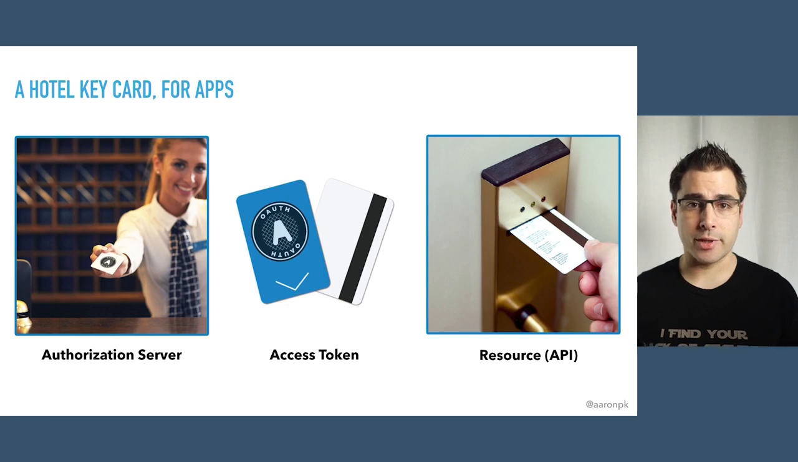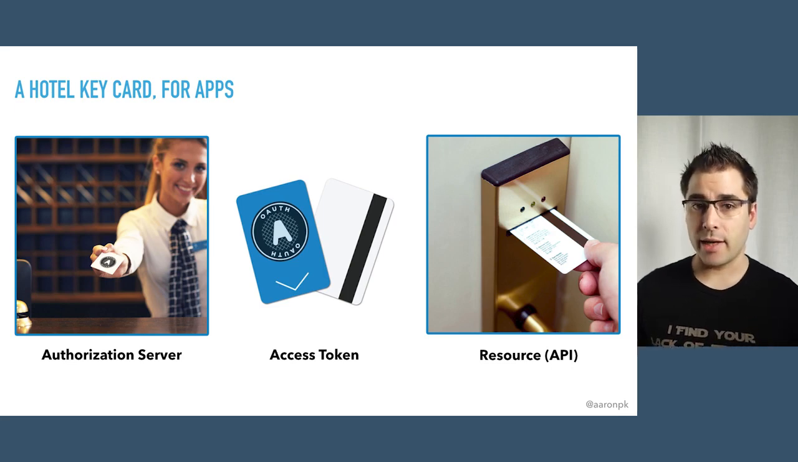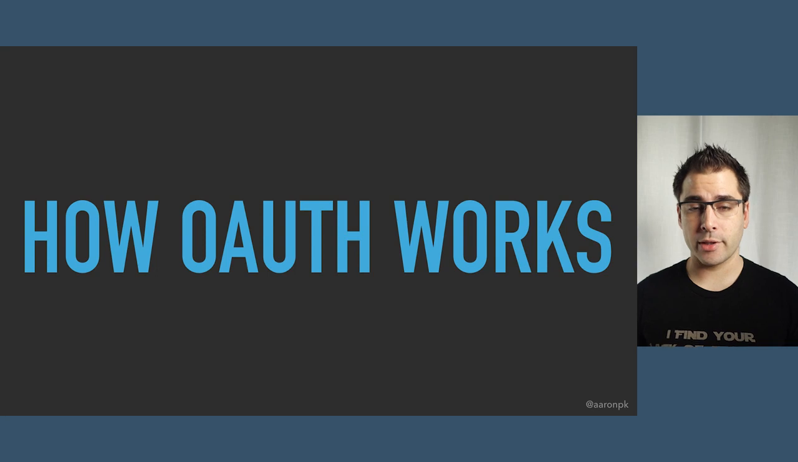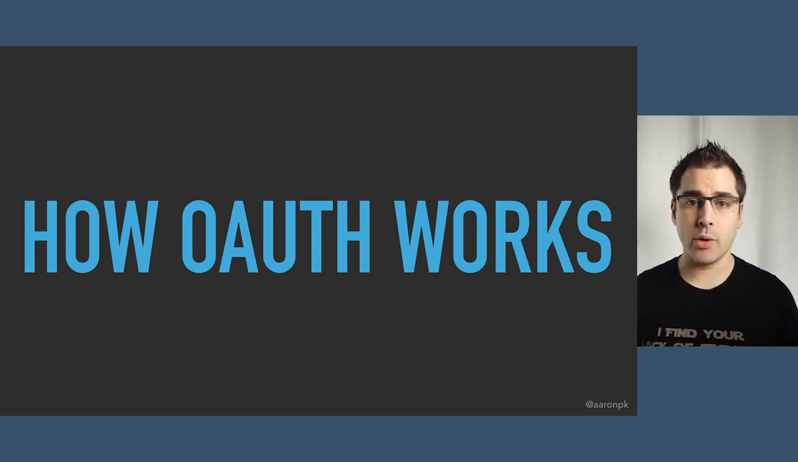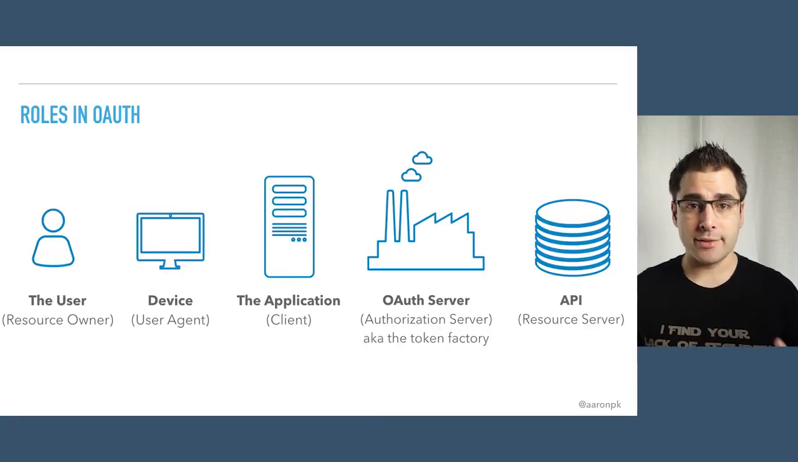So in OAuth terms, the person at the front desk is the authorization server, the key card is the access token, and the door is the API. With that kind of background out of the way, let's now talk about how OAuth works, just enough so that we can see where some of the holes are that we can start poking at in order to actually break it. So all of OAuth is modeled around these 5 roles.